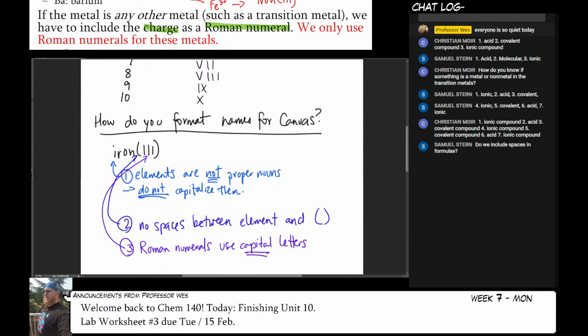Do you include spaces in formulas? No. A formula is one contiguous string. So if you were typing in Canvas, say C2H5, you would enter that as this, with no spaces. If you add extraneous characters, Canvas does mark things wrong, and then you get no credit for it.